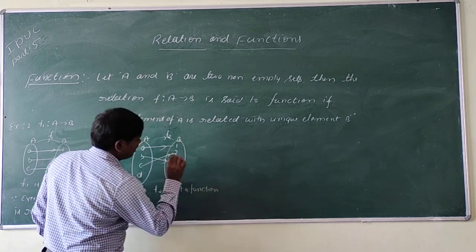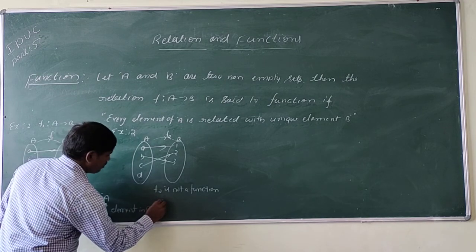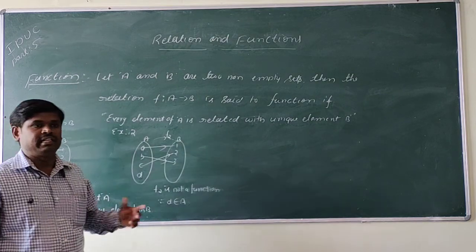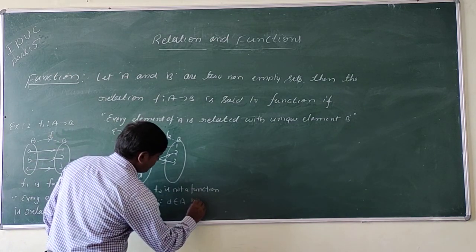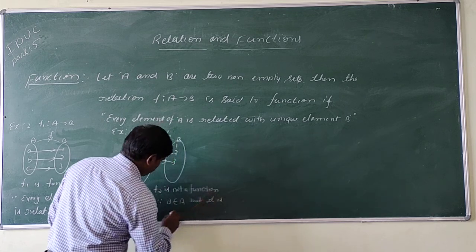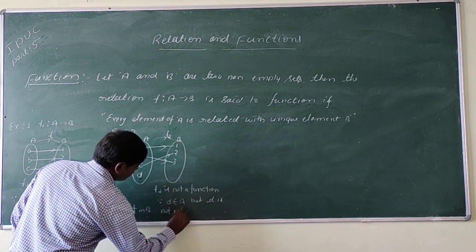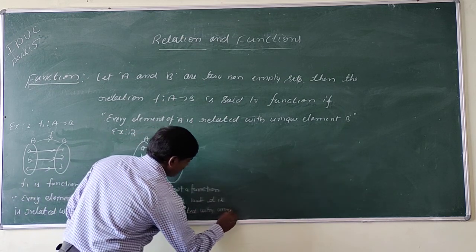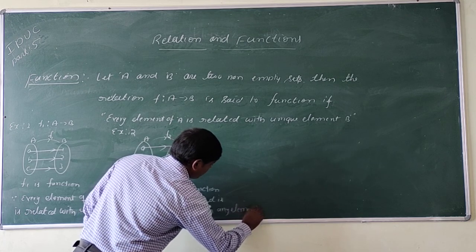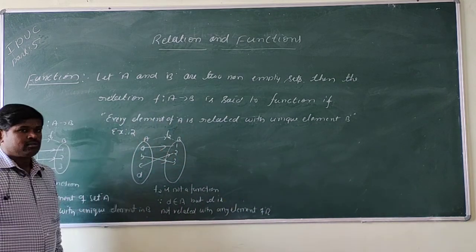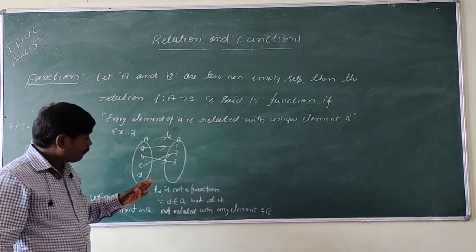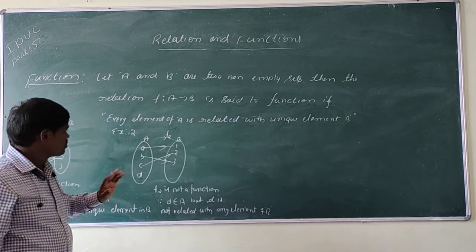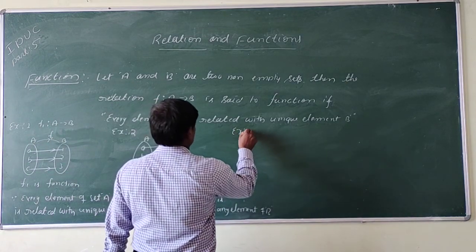So why? Because D belongs to A. That means D is an element of set A, but it is not related with any element of B. Therefore, yes, it is a relation, but it is not a function. This is a relation, but it is not a function. Okay, one more example. Example 3.